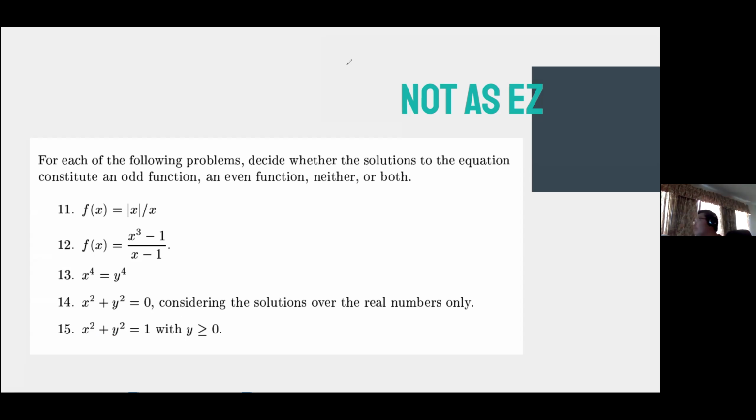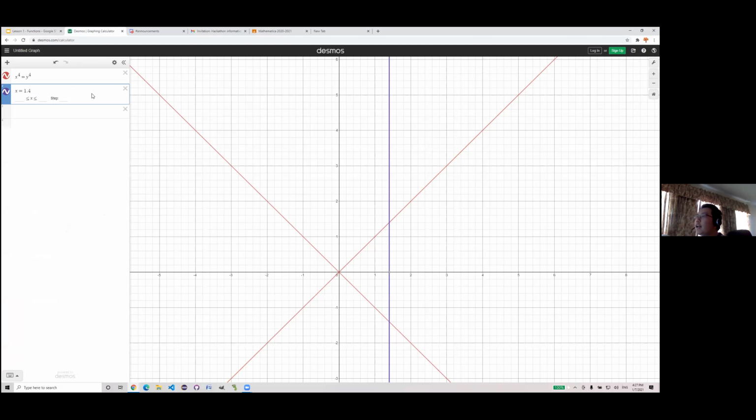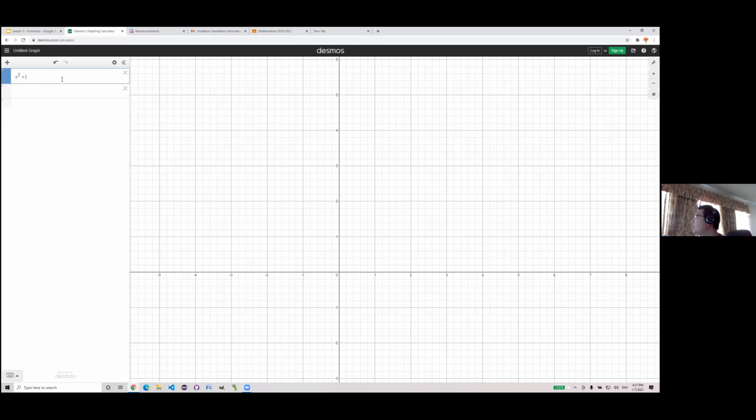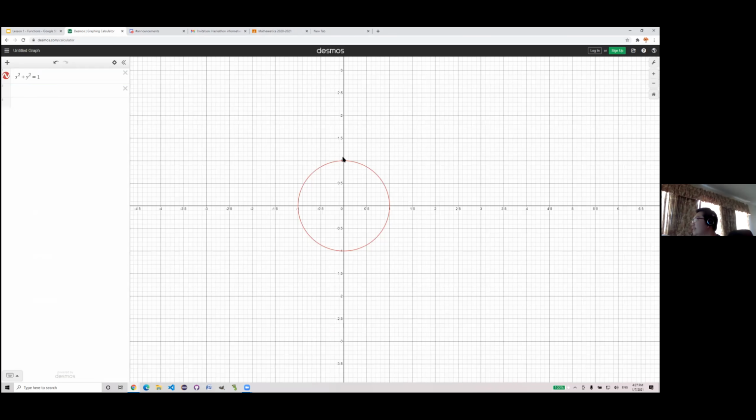First of all, do you know what the equation of this actually is? If you don't know, we're going to graph it. Let's exit full screen and graph it. Again, if we don't know, we'll just graph it. X squared plus y squared equals 1. It is a circle. Ooh, it is a circle.